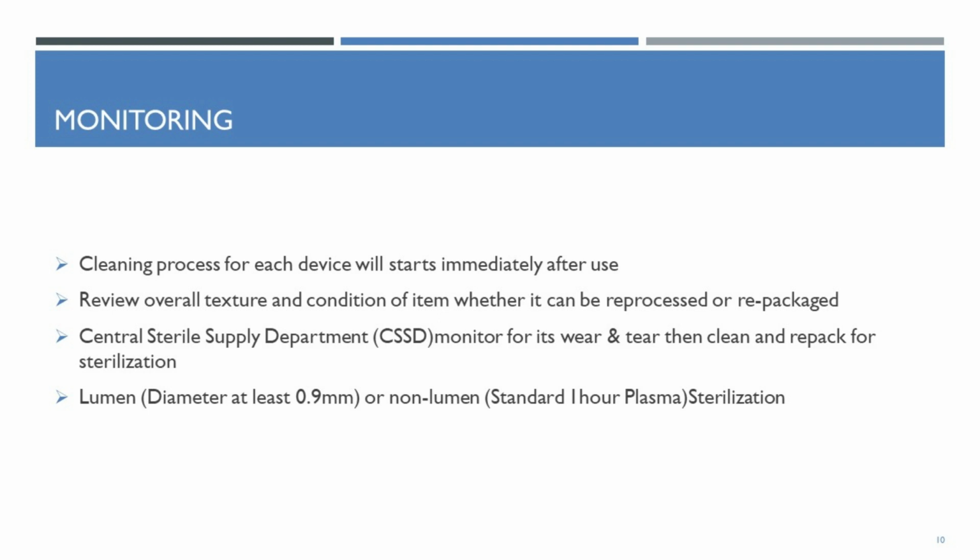Cleaning process for each device will start immediately after use. Review the overall texture and condition of the item, whether it can be reprocessed or repacked. The Central Sterilization Department is responsible to monitor for its wear and tear, then clean and repack for sterilization. Its lumen diameter should be at least 0.9 mm, or non-lumen for 1 hour. It can be sterilized in plasma sterilization.